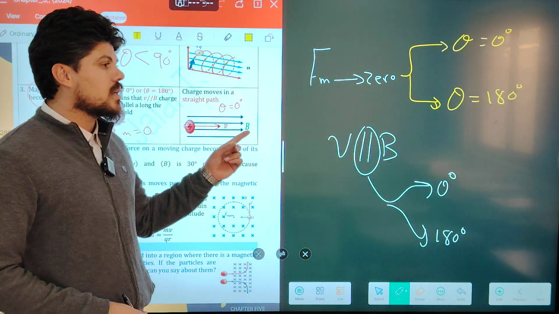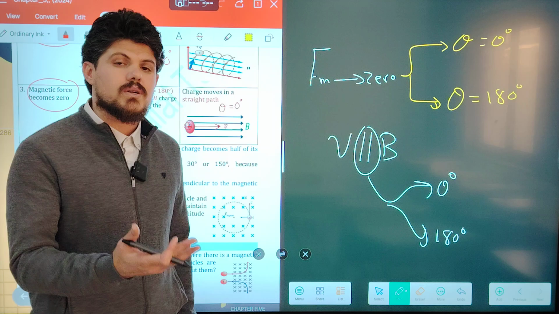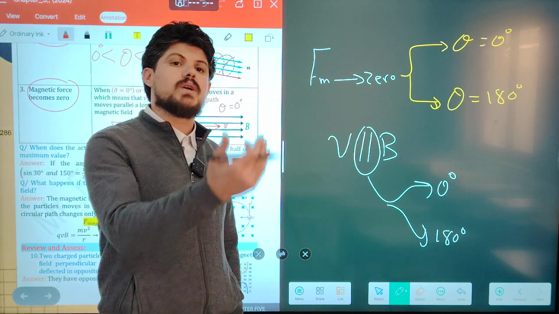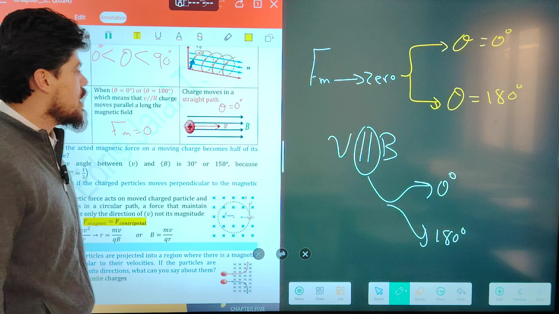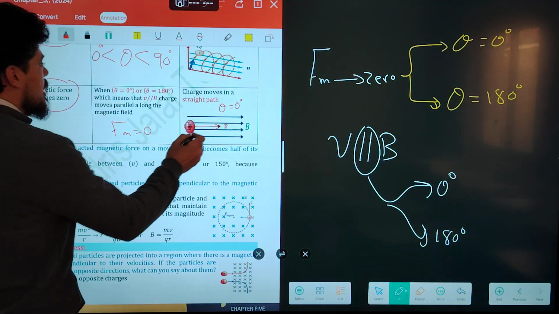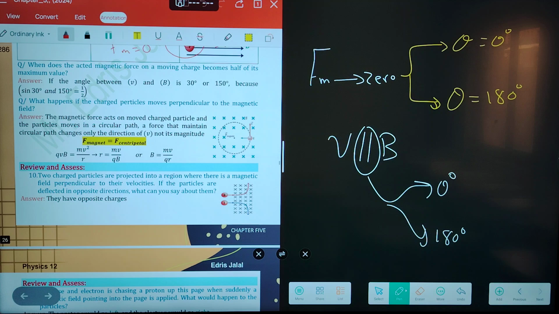So, can we say the particle continues moving on a straight path? Yes. There is no force acting on the charged particle to move it upward or downward to make a circular path or helical path. There is no magnetic force when V is parallel to B.